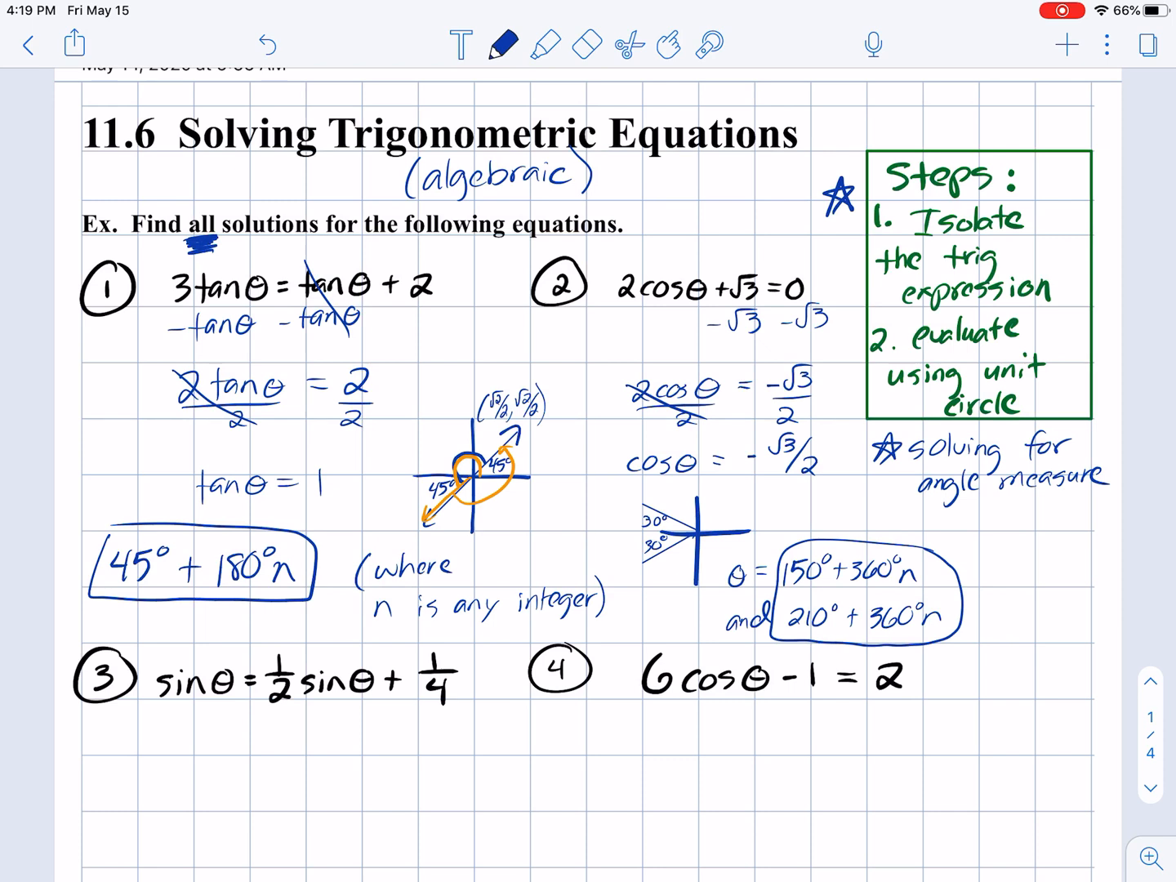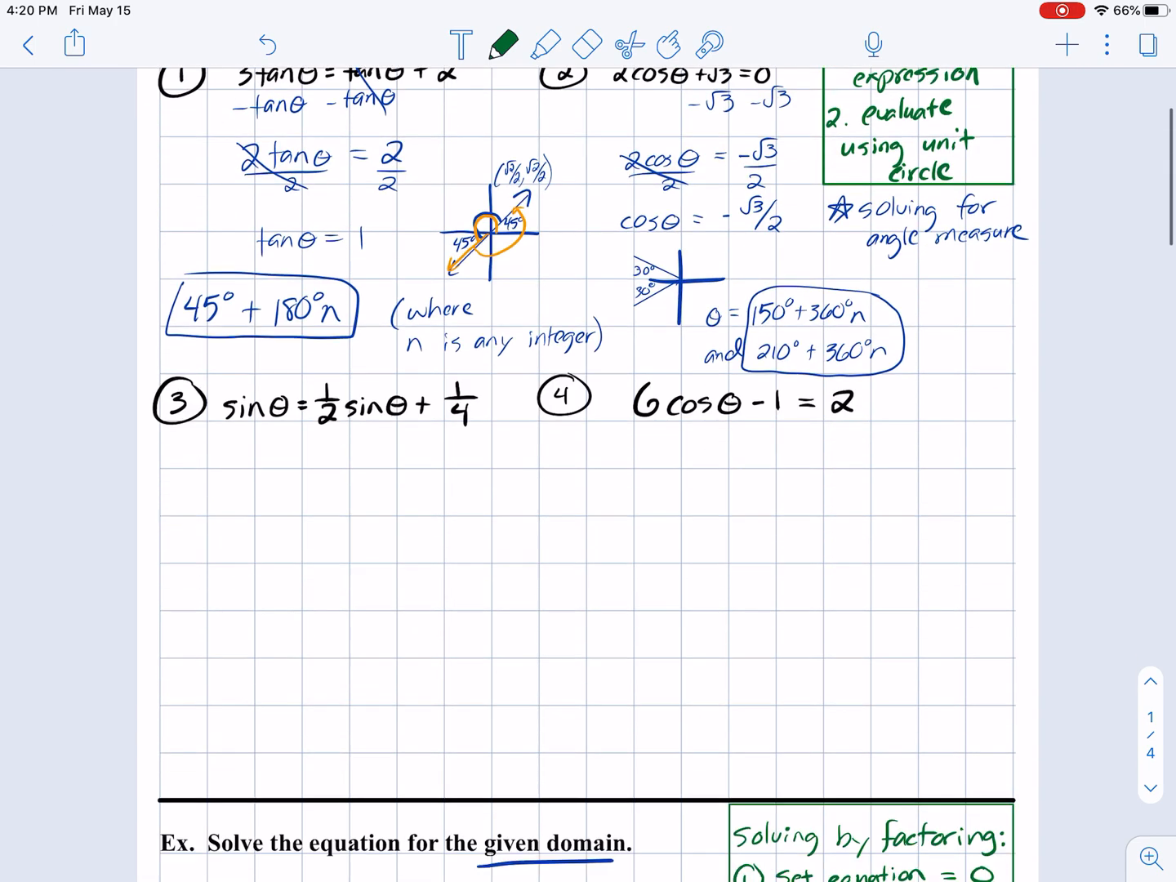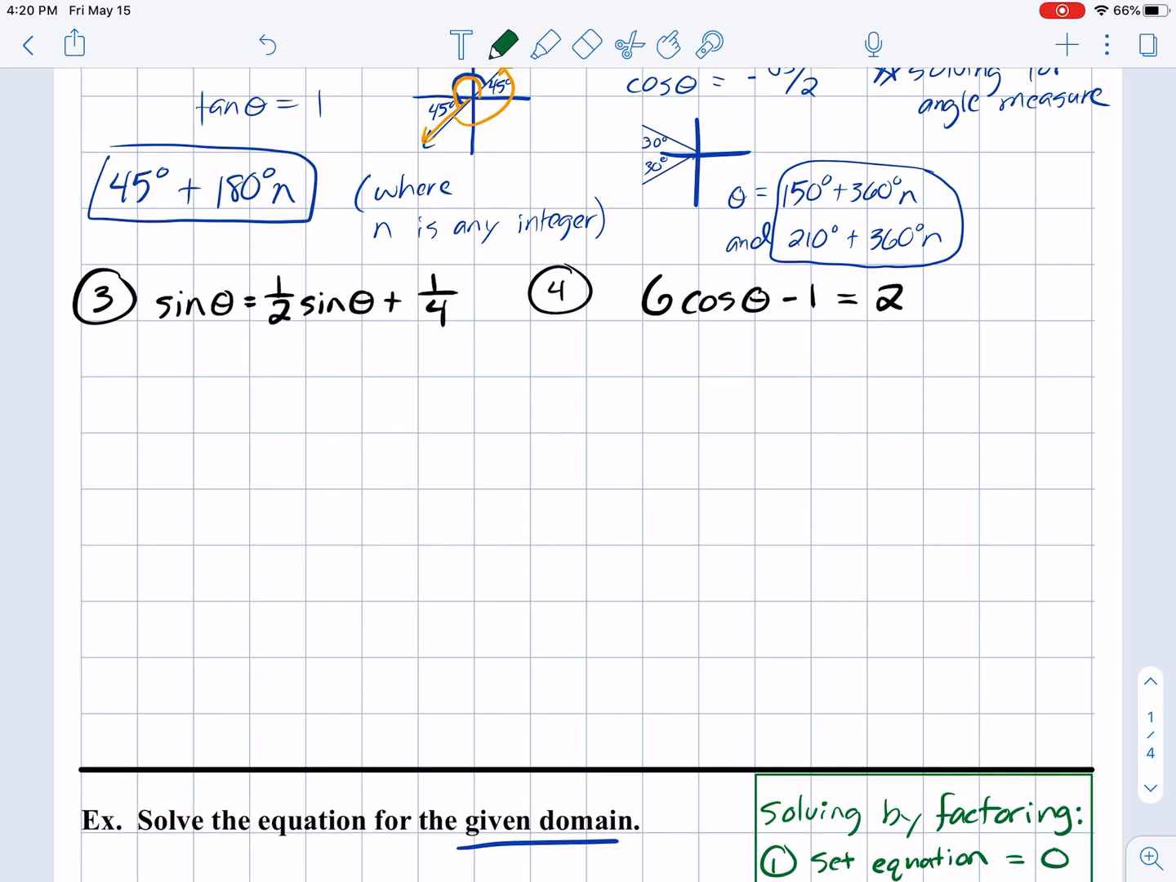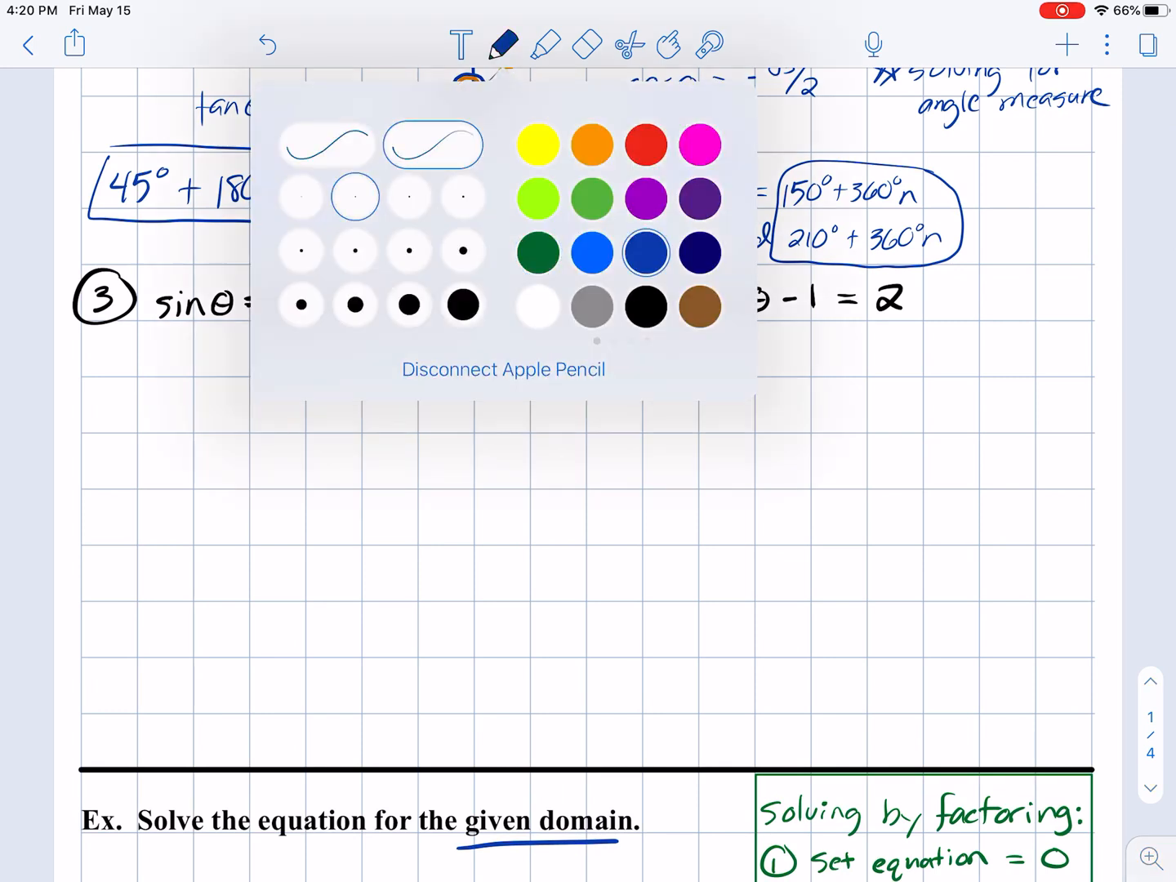And then if you want to plug this back in to check, well, if we plug in, say, 150 degrees for theta, 2 times the cosine of 150 degrees, we know gets us negative root 3 over 2, plus root 3. Hopefully you're going to see we just get negative root 3 plus root 3, which does equal 0, so it checks out. All right, why don't you guys pause the video and try numbers 3 and 4, and I will put the solutions up when you guys are done.